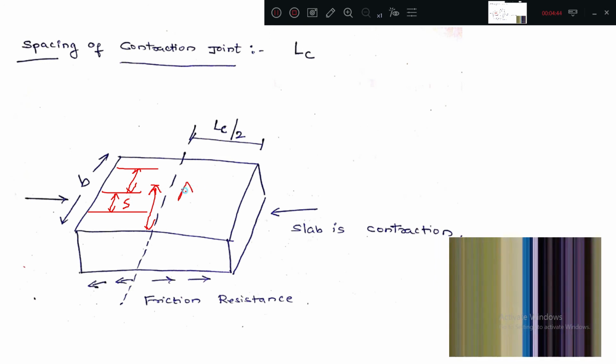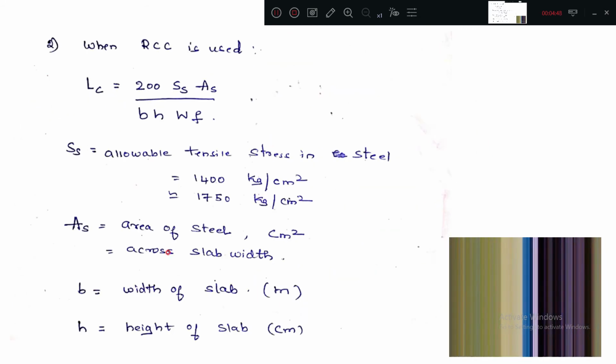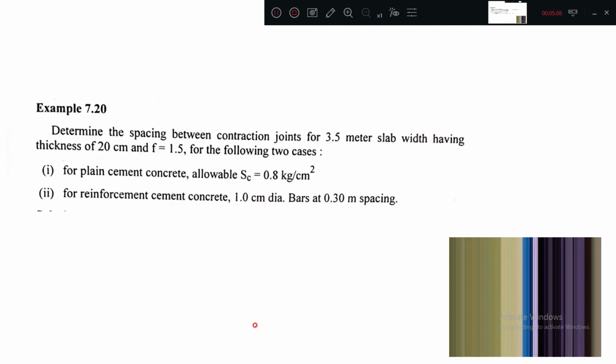That is AS. Now you can see here, AS is the area of steel across the slab width. B is the width of the slab in meters. And what is this H? It is called the height of the slab, in centimeters.